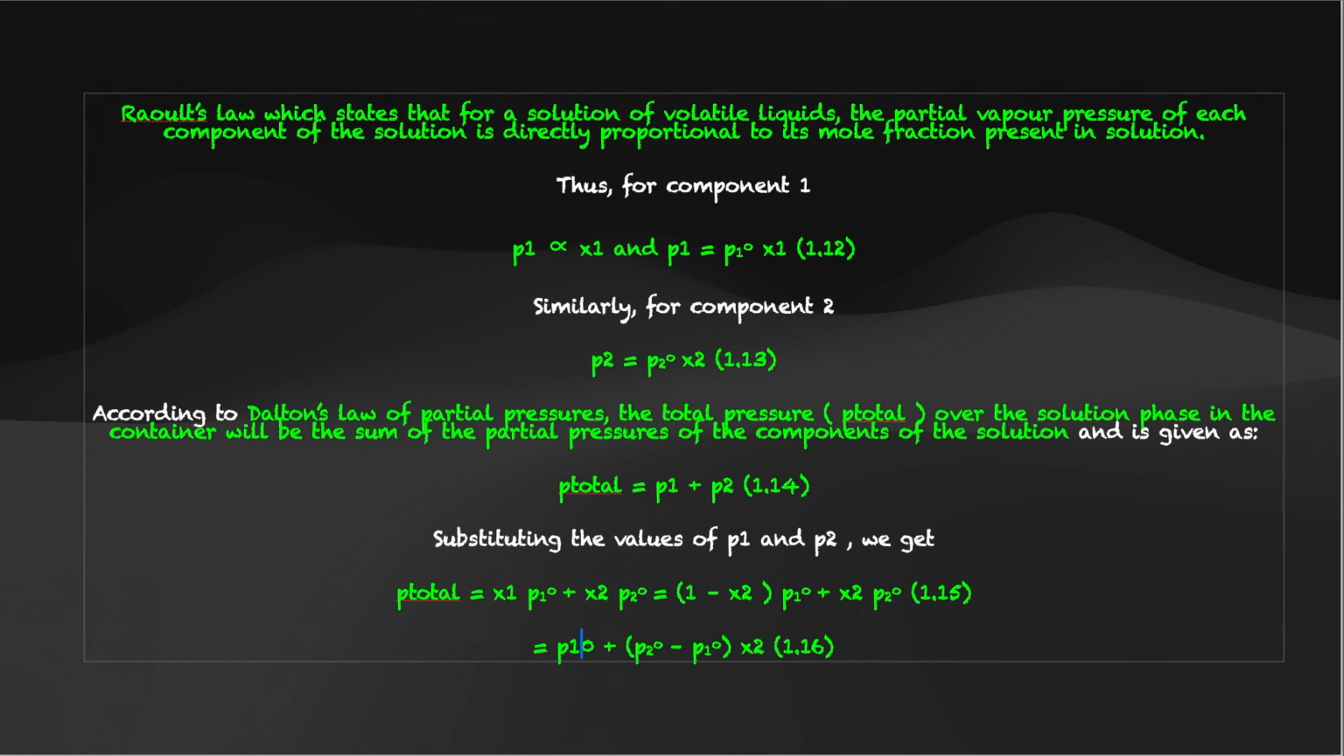Okay, now solving this expression, we would be getting P1 naught minus P1 naught chi 2 plus chi 2 P2 naught. Taking chi 2 as common, we will be getting P2 naught minus P1 naught into chi 2, and then we had this P1 naught earlier, so P total would be P1 naught plus P2 naught minus P1 naught into chi 2. Now this will be your P total expression from the Raoult's law.